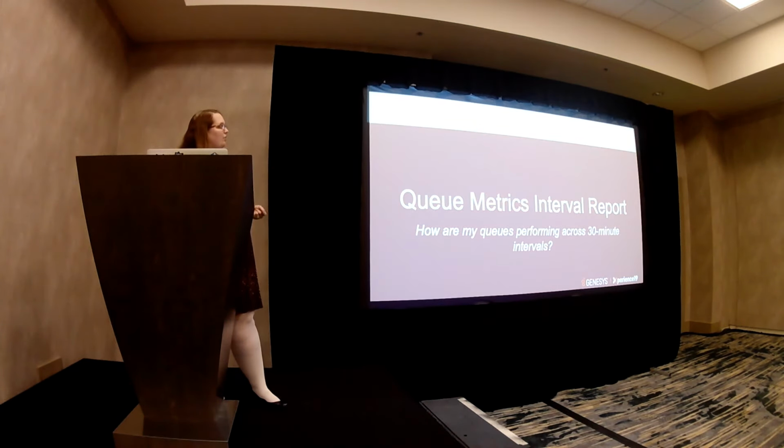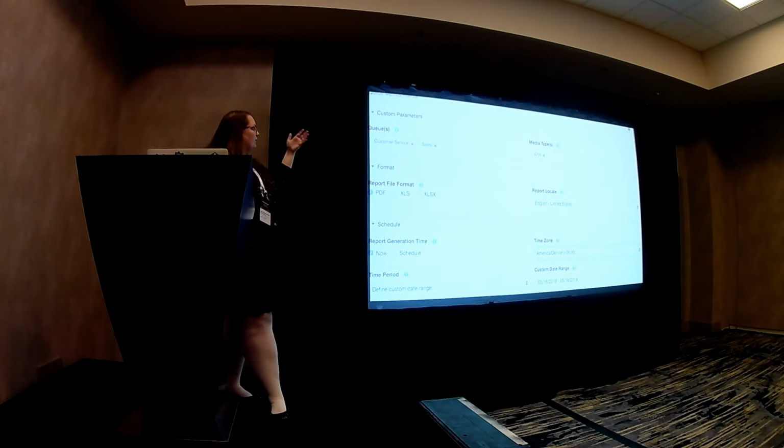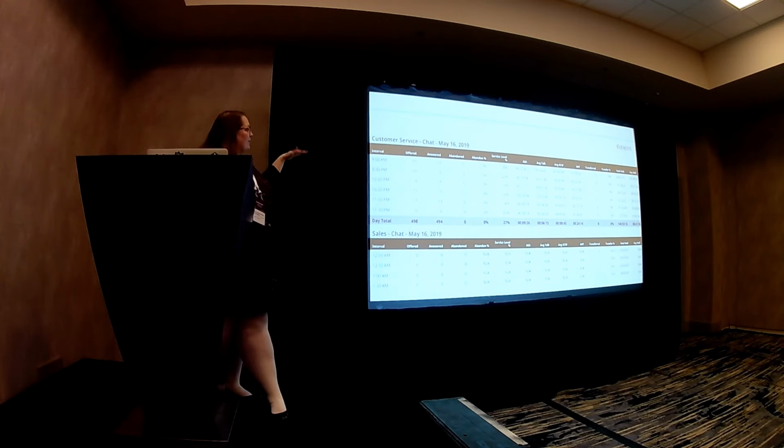So now we'll move to the queue metrics interval report, and it's very similar, but it gives you data on how your queues are performing across 30-minute intervals, which is the standard interface for the PureCloud app. And again, we configure it the same. It's very straightforward: queues, media type, and time period. But now we get a report that's broken down by 30-minute periods instead of day.